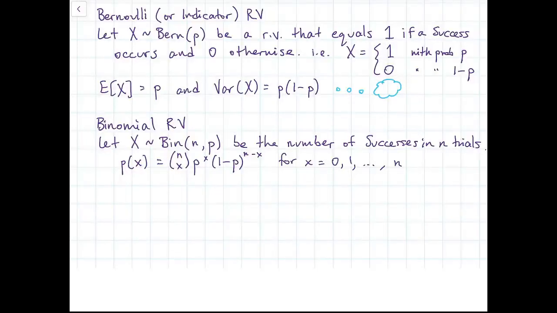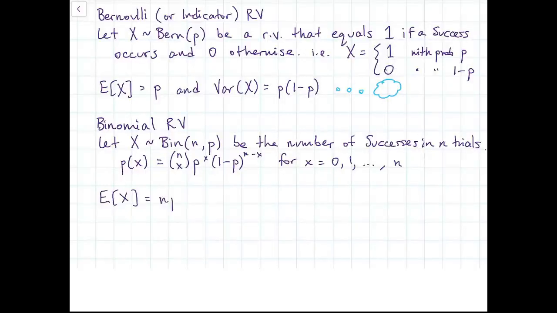Logically, we can think about this. If we want the number of successes to be x, then we need n minus x of them to be failures. So that gives us the p to the x and the 1 minus p to the n minus x. But then those successes and failures can be arranged in n choose x ways. That's why we have the n choose x out in front.